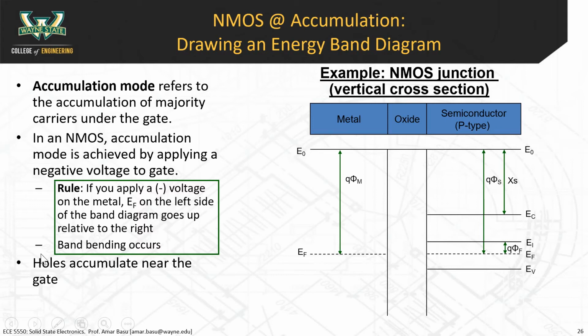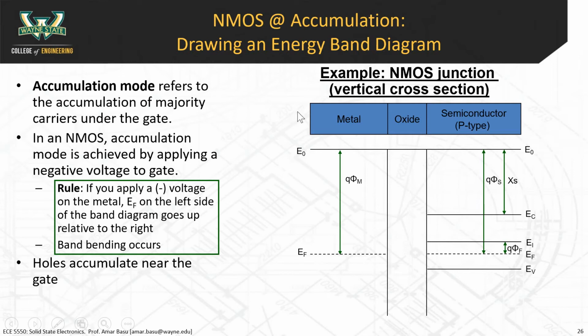So the rule is this. You all remember this from the diode chapter. If you apply a negative voltage on the metal, the Fermi level on the side of the metal goes up. Right? So whatever side of the band diagram you apply a positive voltage to, that side goes down relative to the other side. So we're applying a negative voltage on one side of the diagram. That causes the Fermi level to go up in relation to the other side.